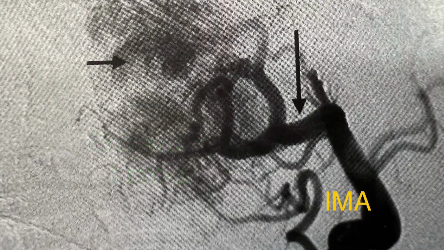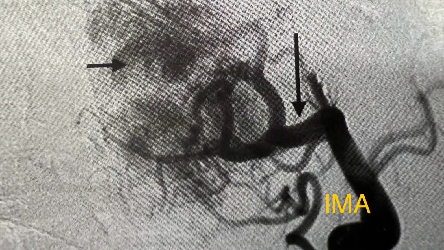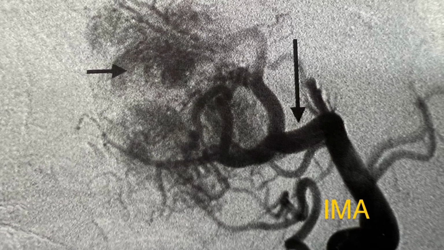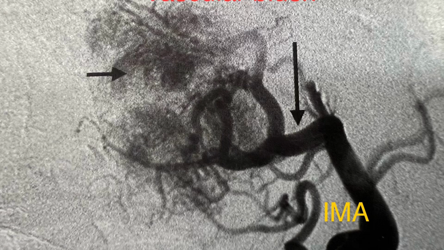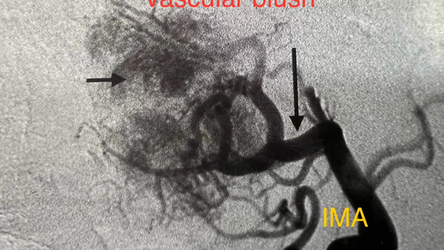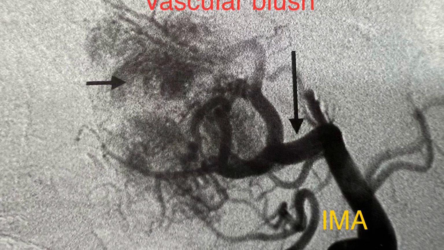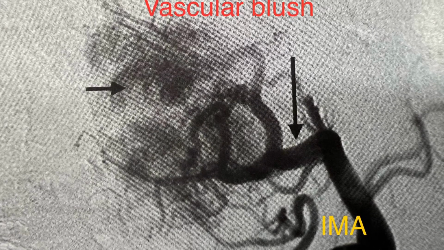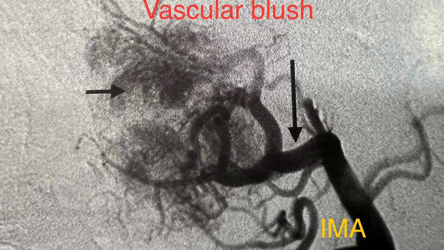This is DSA in lateral projection showing early vascular blush of the JNA, and this JNA is mainly supplied by branches of the internal maxillary artery. JNA demonstrates characteristically submucosal spread and early invasion of bone at the pterygoid root or pterygoid wedge and greater wing of the sphenoid bone.